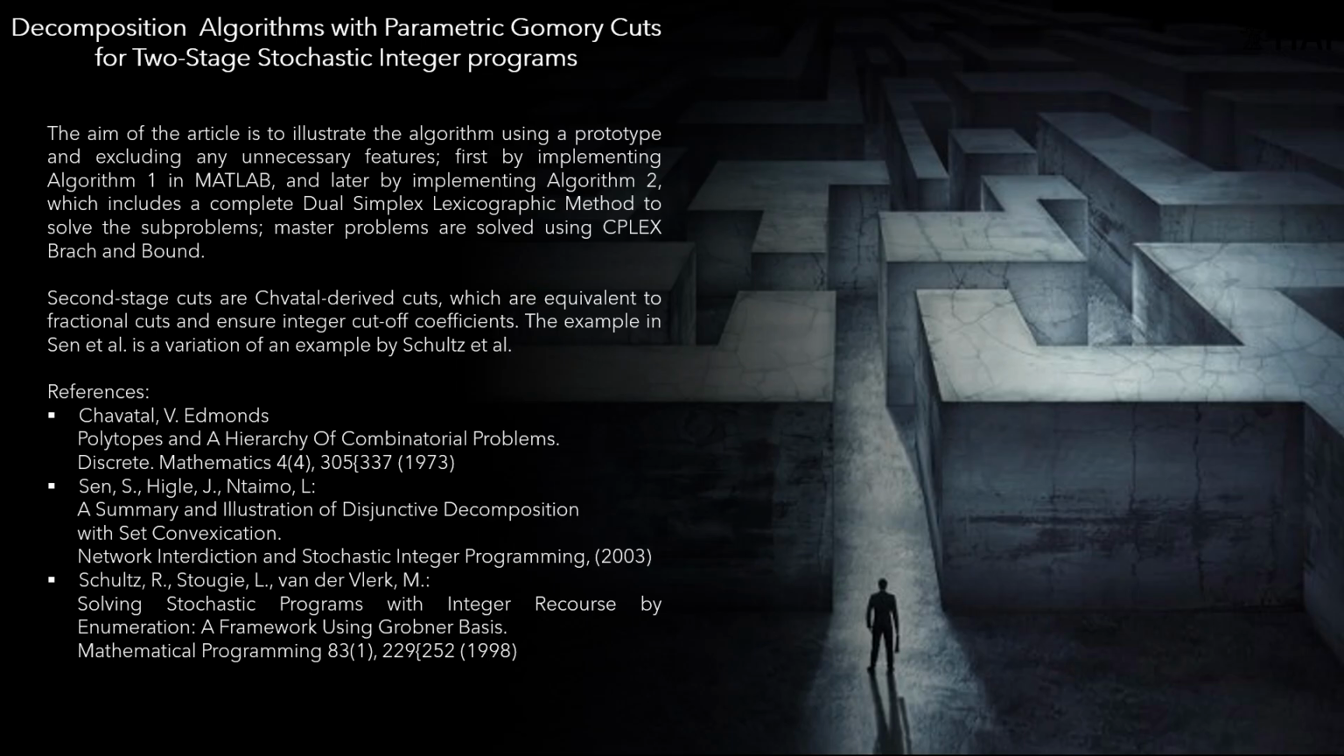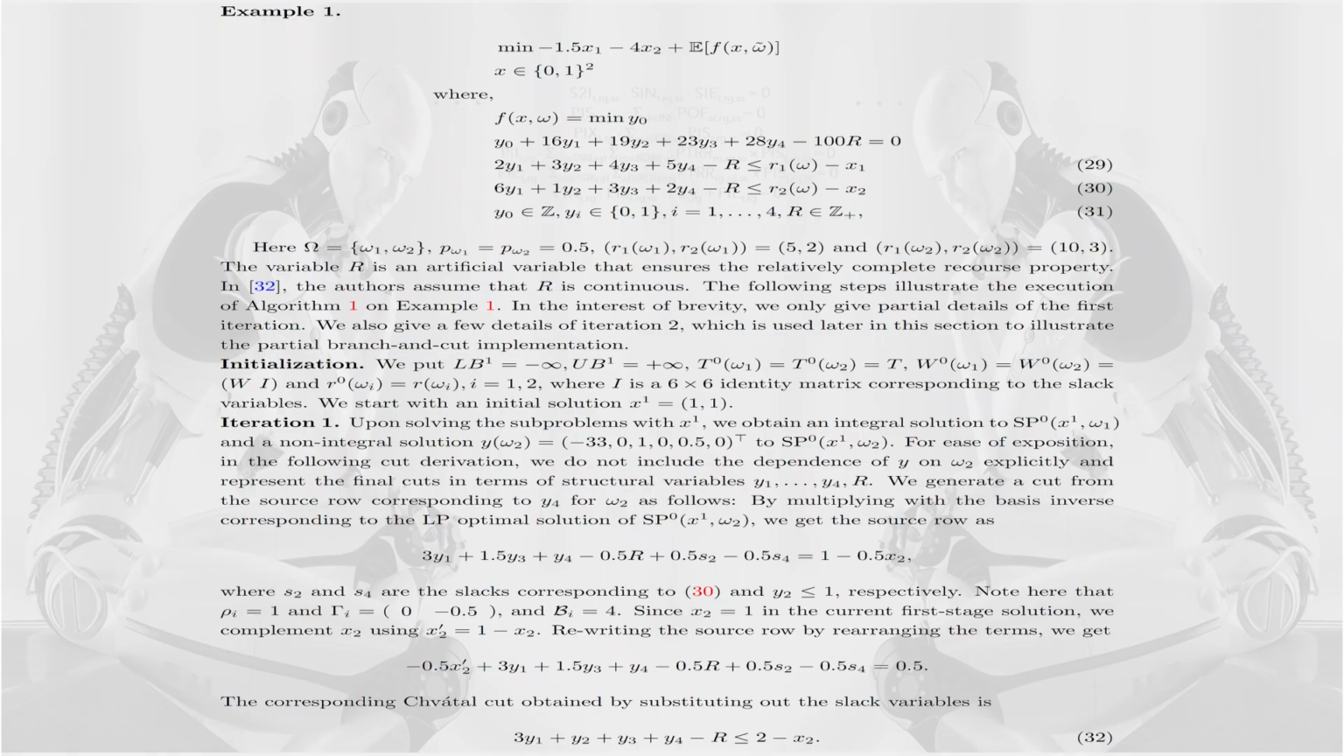The example in Sen et al. is a variation of an example by Schultz et al. The image shows the description of example 1. The variable R is a continuous artificial variable that ensures the relatively complete recourse property. The cut generation in Sen and Higle is used. This algorithm is called D2. The algorithm of the authors is called.